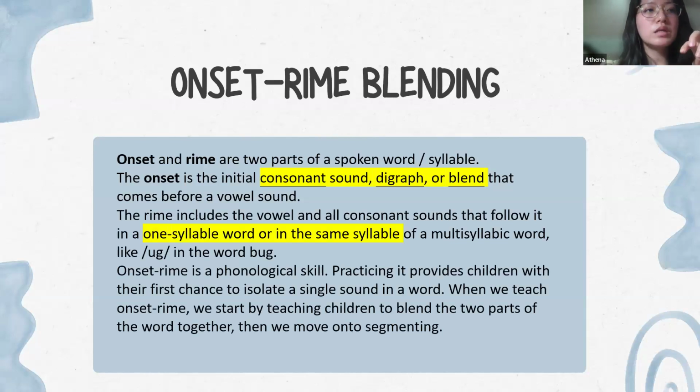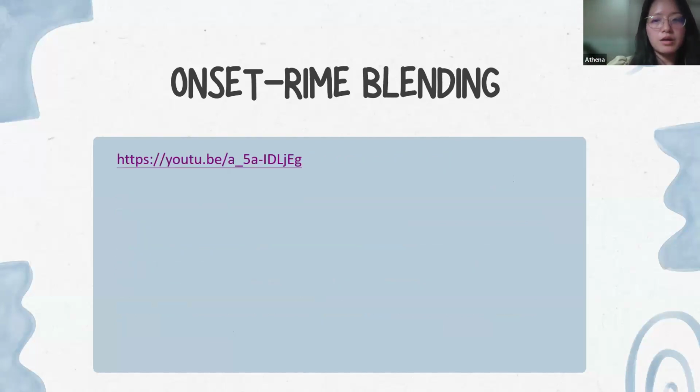Onset and rhyme is the basic phonological skill. So when students practice it, they have the chance to isolate the sound. They have to know how to isolate and blend the sounds together in a word. When we teach onset and rhyme, we start by teaching children to blend the two parts of the word together. Then we move on to segmenting. So what does that mean? I will talk about it. Okay, so it's very easy.